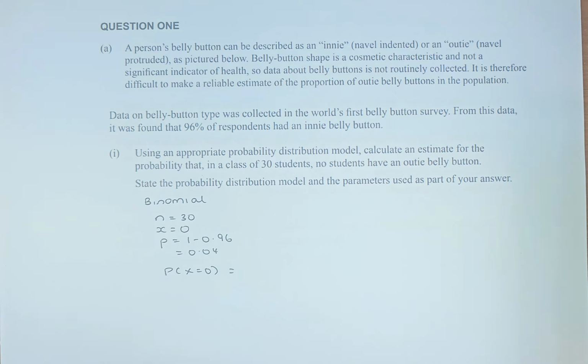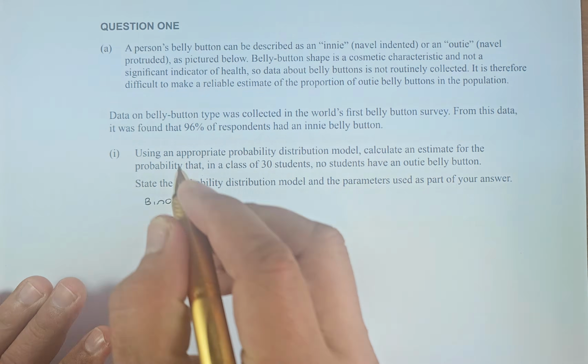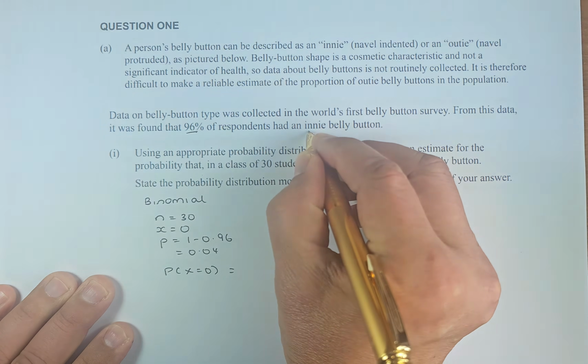A person's belly button can be described as innie or an outie. There's no picture because it's copyrighted. Belly button is a cosmetic characteristic, not a significant indicator of health. So data about belly button is not routinely collected. It is therefore difficult to make a reliable estimate of the proportion of outie belly buttons in the population. Data on belly button was collected in a survey. From this data, it is found that 96% have the innie belly button. So 96% have innie. Just remember that, okay?